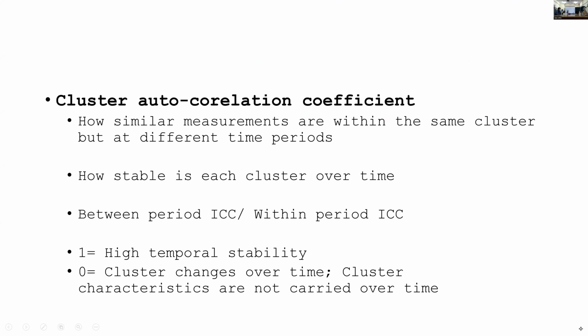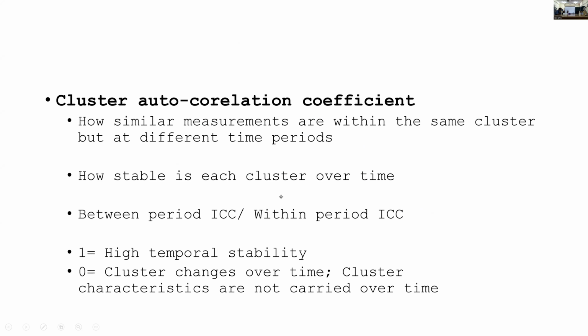Okay, so the other thing to remember in this sort of a design, so this has 2 designs. It's a cluster, it's also a crossover. So an important thing to measure is actually the cluster autocorrelation coefficient. So how similar are measurements within the same cluster but at different time periods? How stable is the cluster over time?